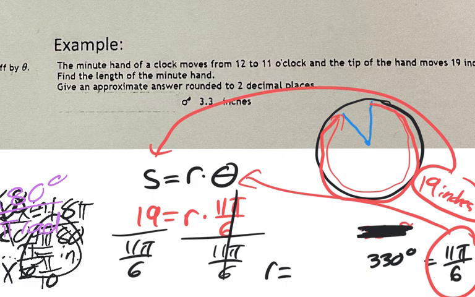19 over 11 pi. Do you guys find the pi button? Everybody's found it? I got 3.2988. They told me to round it to 2 decimal places. So 2 decimal places means the 8 tells the 9 to go up. So it's going to be 3.30, which is where they have 3.3.